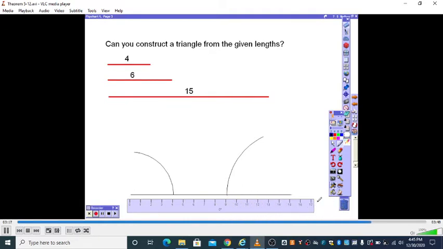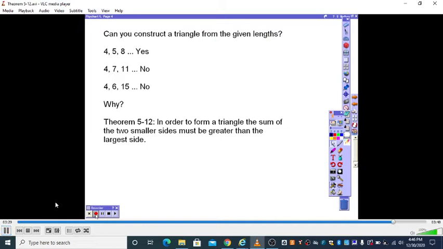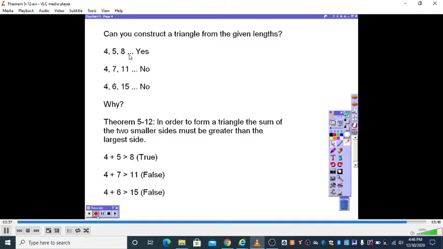Now, as we take a look at this last slide, the last slide says, okay, with the first length of 4, 5, and 8, that one made a triangle. 4, 7, 11 did not, neither did 4, 6, and 15. So what was it about these lengths that did, but these two that didn't? And here's the answer. Okay, it's there in 512. The sum of these two smaller sides must be greater than the third side.